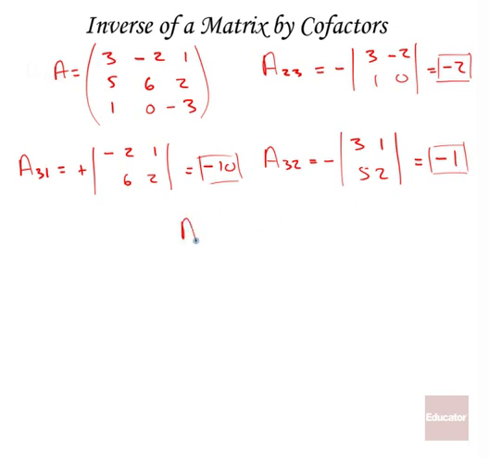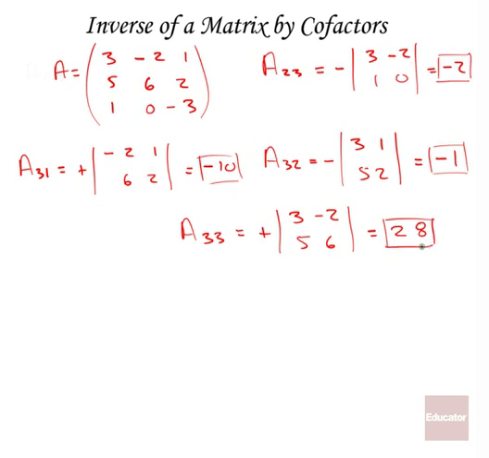And my last one, the cofactor for the third row, third column, is positive. When I knock out that column and that row, I'm left with 3, negative 2, 5, 6. And I should end up with 28 if I have done my arithmetic right.